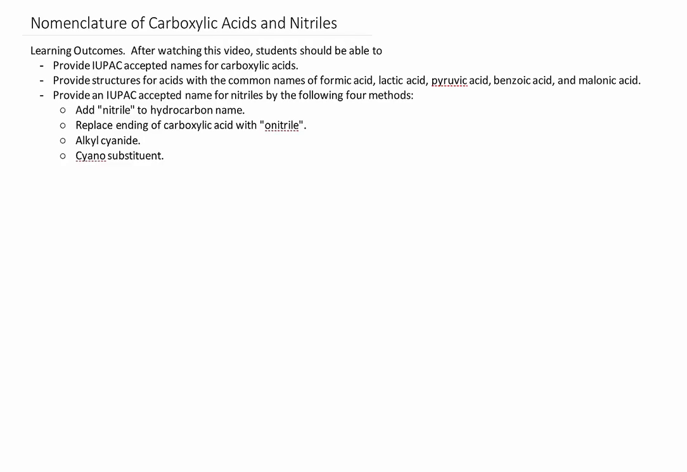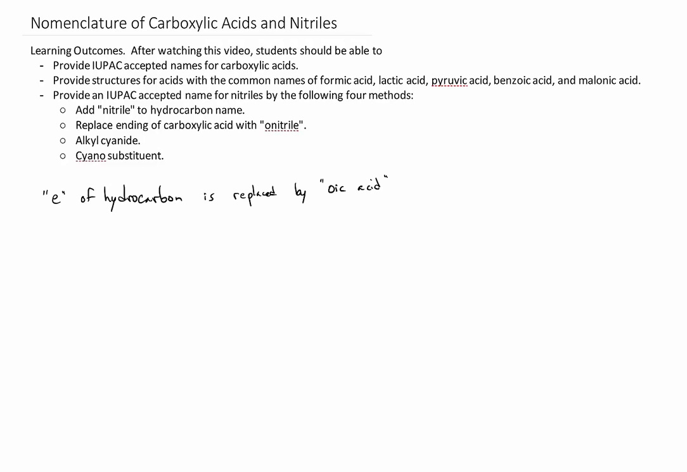You should be able to provide IUPAC accepted names for nitriles, and there are 4 separate methods that we'll learn for naming nitriles: adding nitrile to the end of the hydrocarbon name, replacing the ending of a carboxylic acid with o-nitrile, naming it as an alkyl cyanide, or naming it as a cyano substituent if a higher priority functional group is present.